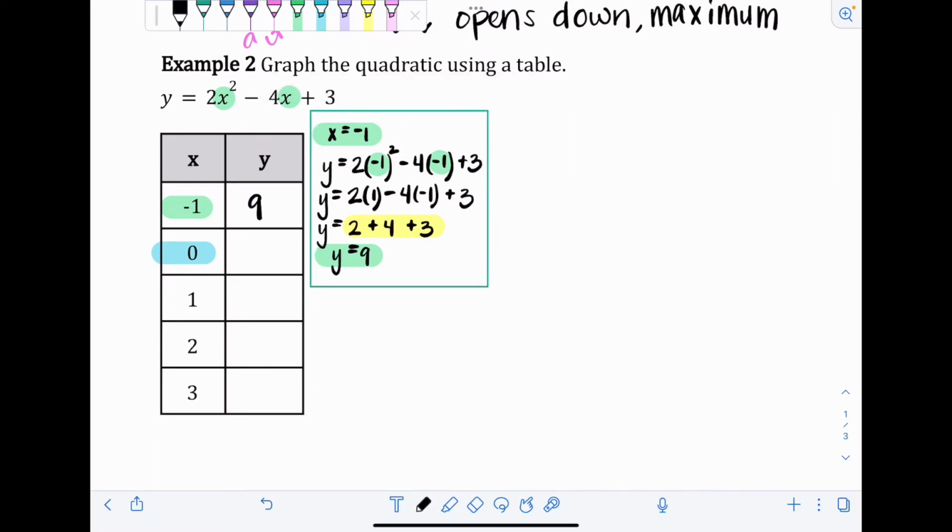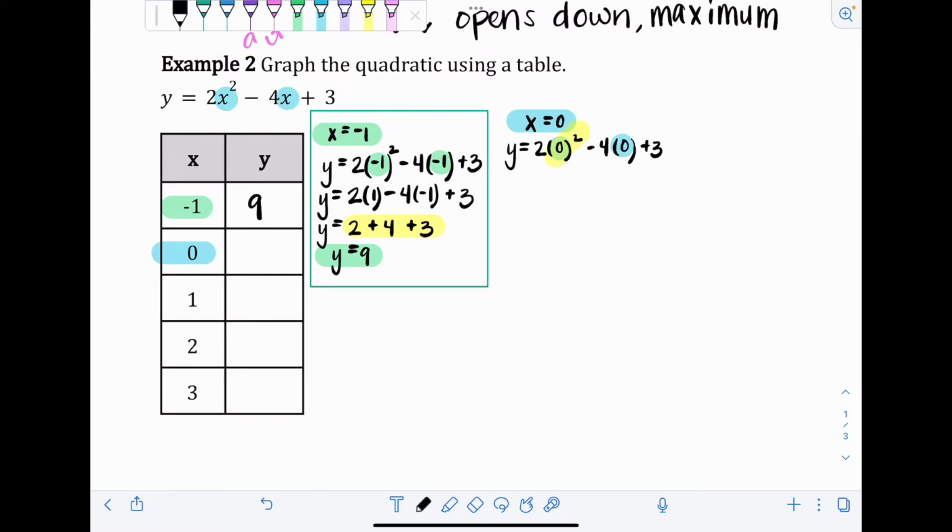So 0 is going in for x this time. It'll be y equals 2 times 0 squared, minus 4 times 0, plus 3. Even though it's tedious, the nice thing is that the steps are the same each time once you go to simplify. In the first part, we did exponents first, and then we multiplied, and then we added. So we're going to keep that same order.